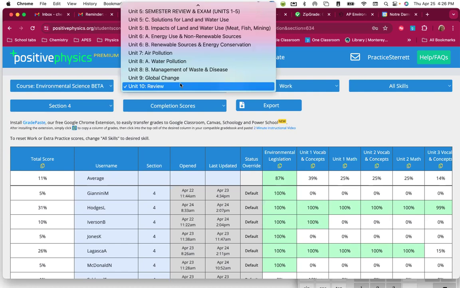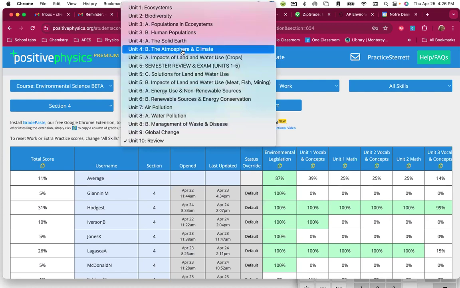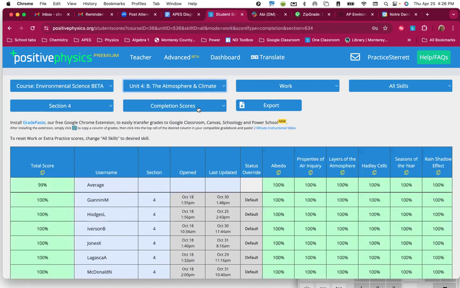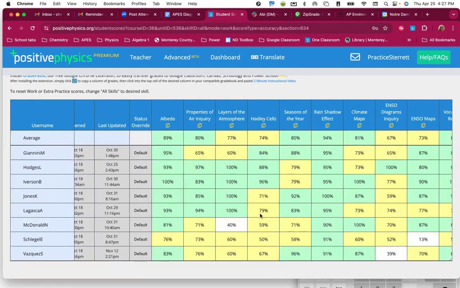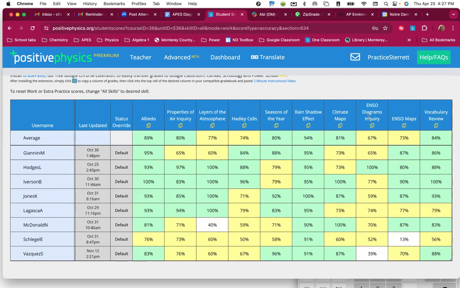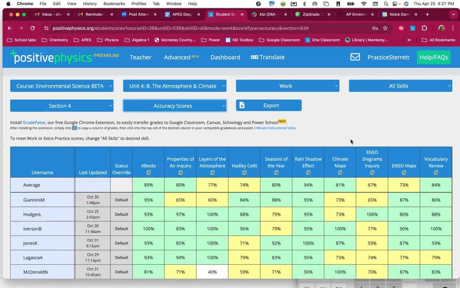Another way to target review is if you've used the site before, or if you've been using it all year, you can go back and look and see how your students did on different topics. I know that this unit 4 was a tricky one. It's always a tricky one for my students. I'm going to click accuracy scores, and then I can see specific ones. I know that they had a lot harder time here on Hadley cells, ENSO diagrams, ENSO maps and climate maps. So once I see that those were the ones that are tricky, I can make a little note to myself that I want them to redo that.